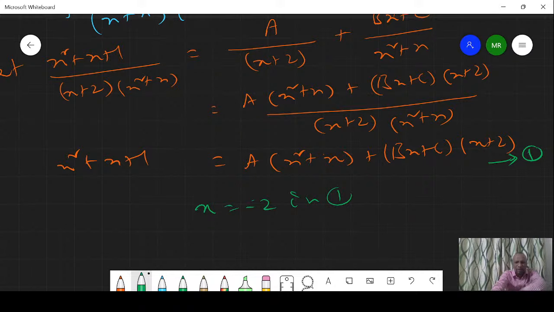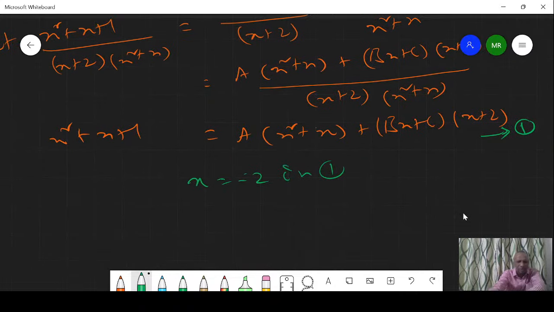If we substitute minus 2 in 1, on this side you will get minus 2 whole square, 4 minus 2 plus 1, and a into 4 minus 2. This side will be 0 because minus 2 plus 2 is 0. So 3 is equal to 2a. A is equal to 3 by 2. So what is the a value?